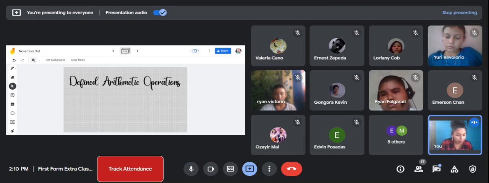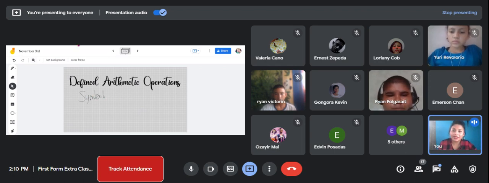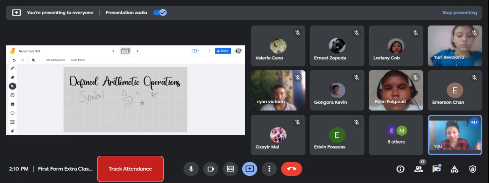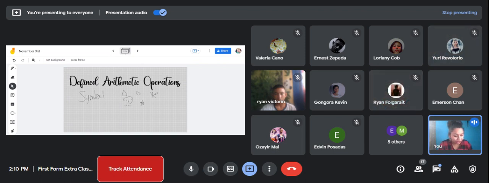So as I was saying, when we talked about define, they have to give you what we call a symbol. And these symbols can be a little triangle, a little circle, an asterisk, a little tree, a star, anything. It doesn't have to be a math symbol. Anything can be used for a defined arithmetic operation. So the first thing that they have to tell you is what the symbol is. After they give you the symbol, they're going to tell you what that symbol represents.